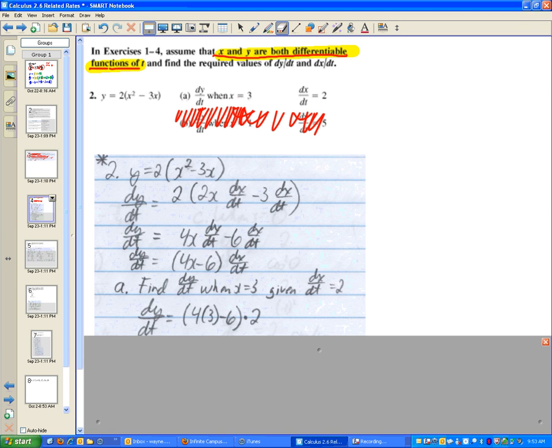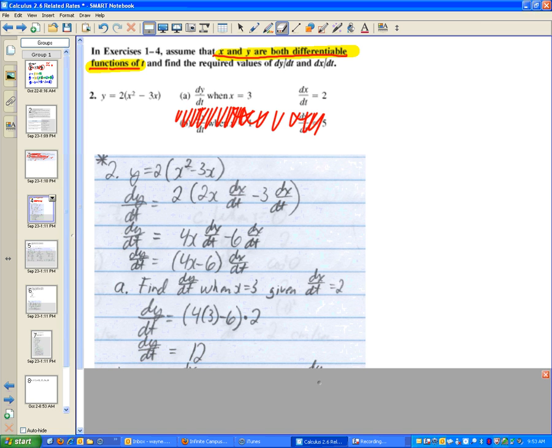Well, 4 times 3 is 12. 12 minus 6 is 6. 6 times 2 is 12. So dy dt equals 12. Depends on how much information they give us. If they give us every unknown, we'll get a constant.